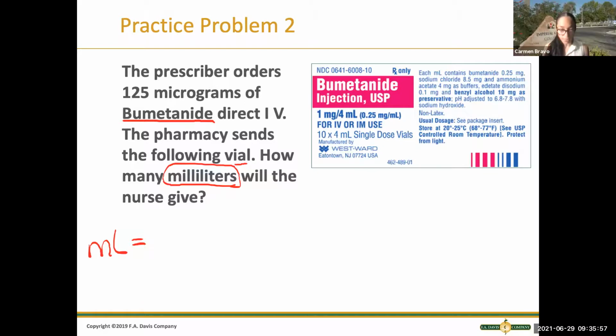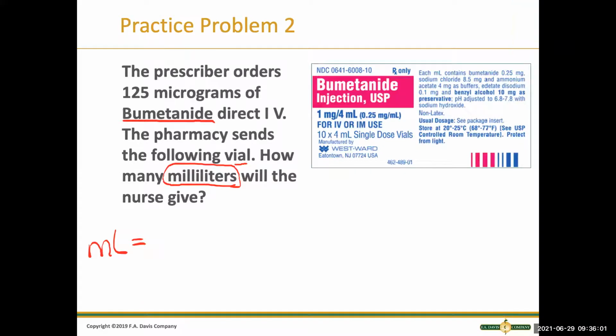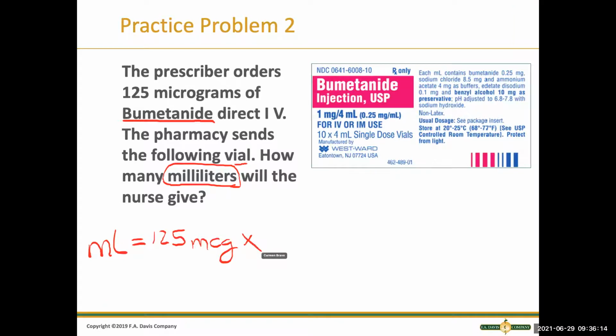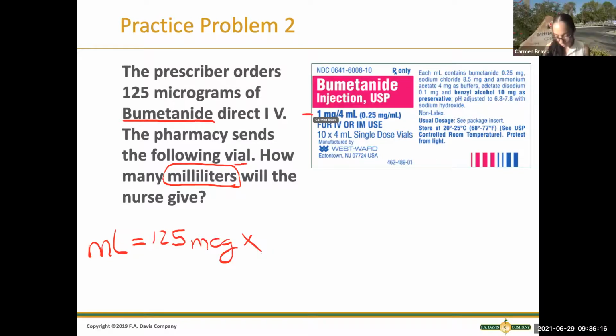What is the next component? The doctor's order, right? The ordered medication is 125 mcgs. And then what follows is going to be my dosage strength.